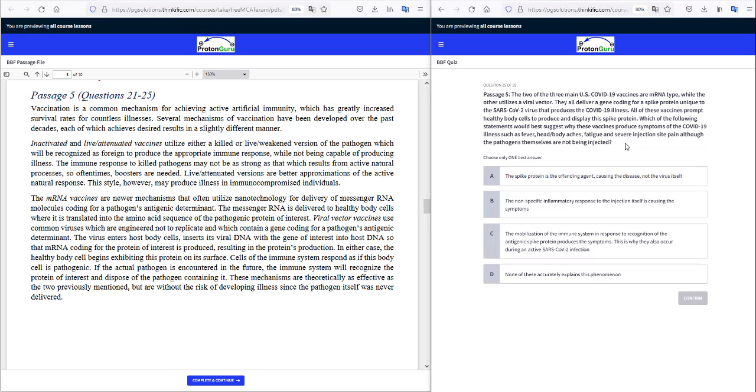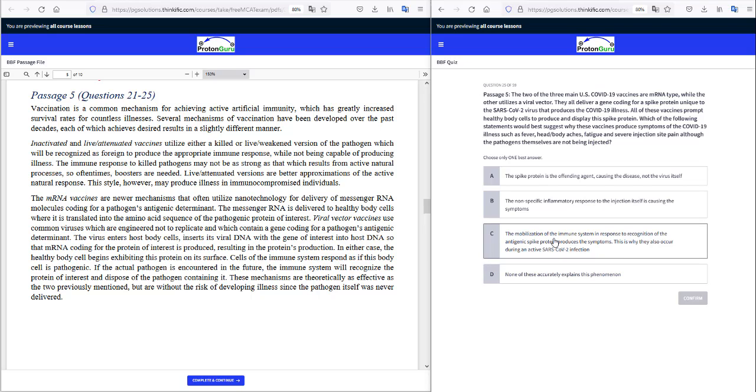All right, so we have 4 choices here. The spike protein is the offending agent causing the disease, not the virus itself. The nonspecific inflammatory response to the injection itself is causing the symptoms. The mobilization of the immune system in response to recognition of the antigen spike protein produces the symptoms. This is why they also occur during an active COVID-19 infection. Or none of these.